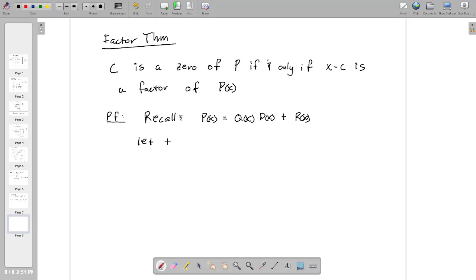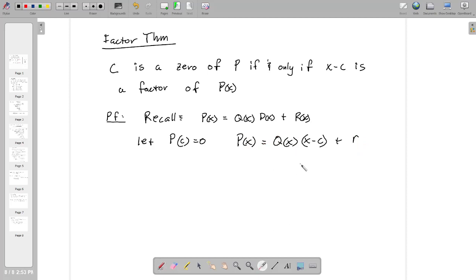So let it be true that p of c is equal to 0. This means that c is a 0 of p. Now I'm going to write my p of x in this form, where my divisor is x minus c. So p of x will be equal to q of x times x minus c plus r. Now I can write r as a constant because my divisor is degree 1. Therefore, if I have a remainder, it's got to be less than degree 1, which is degree 0. So it has to be a constant. So we would have this form for p of x if my divisor is x minus c.